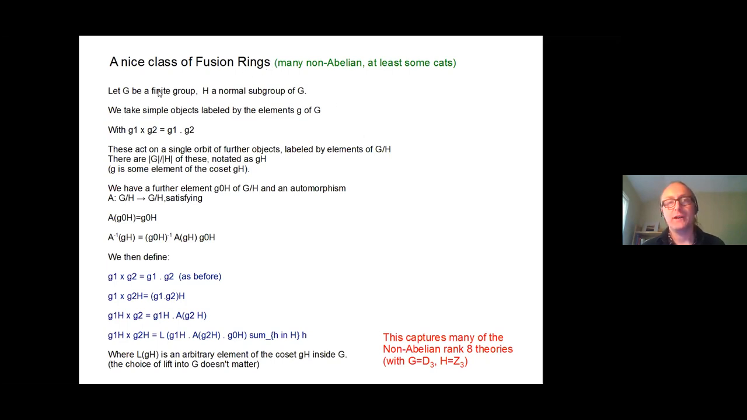And it turns out if you take a finite group G, which you can take to be non-Abelian (it works also if it's Abelian, but then it's not so interesting), and you take a normal subgroup H of this group, and take simple objects labeled by the elements of the big group, you can add to that further objects labeled by the cosets. So for example, if you take the big group to be D3, the six element non-Abelian group, and the normal subgroup to be Z3, you have two cosets, so then you have 8 particles total.